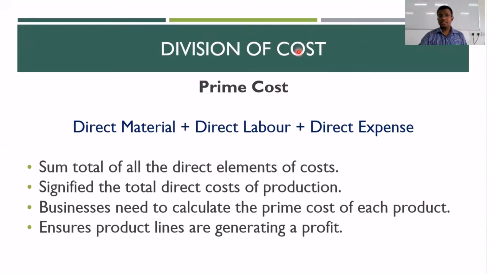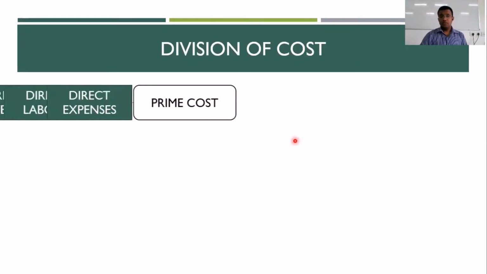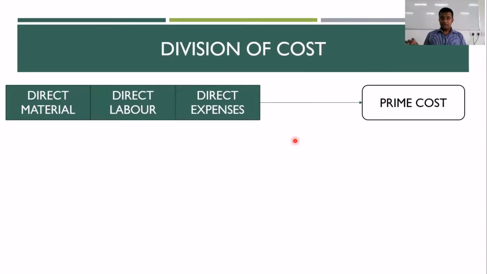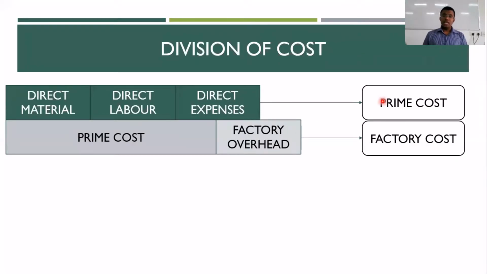With that note, let's look at the divisions of cost from a different angle. If you add direct material, direct labor, and direct expense, you will get your prime cost. This is what we have just touched upon. Now, if you add factory overhead to the prime cost, you will get factory cost.